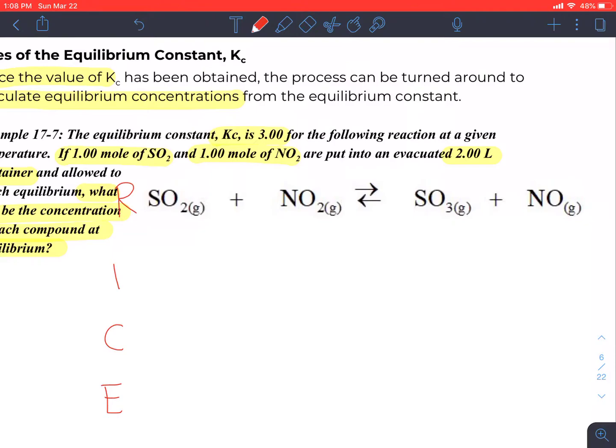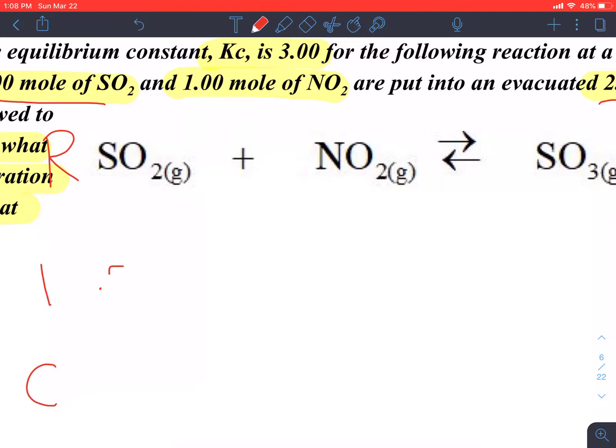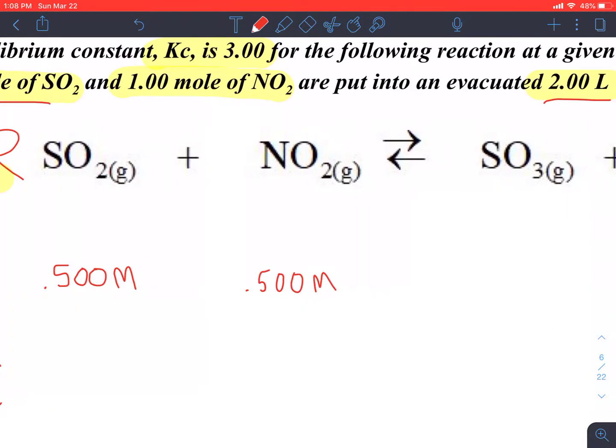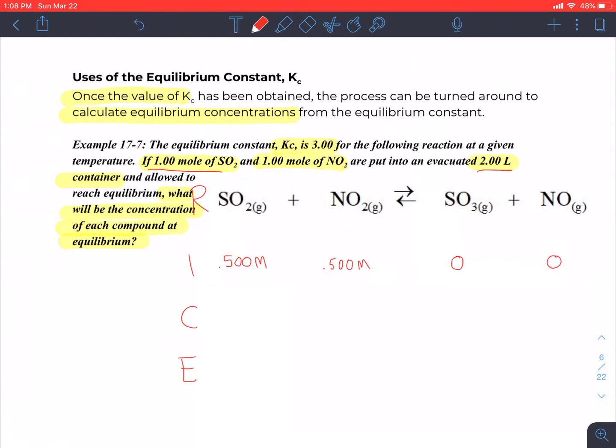Now, because this is at a 2-liter volume, the molar concentrations for these aren't as easy. This is still pretty simple math. But SO2, if we do 1 mole divided by 2 liters, we're going to get 0.5 molar starting out. Same thing with NO2, 0.5 molar. We have 0 of this starting out and 0 of this starting out.